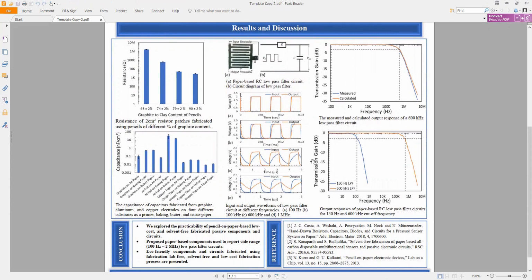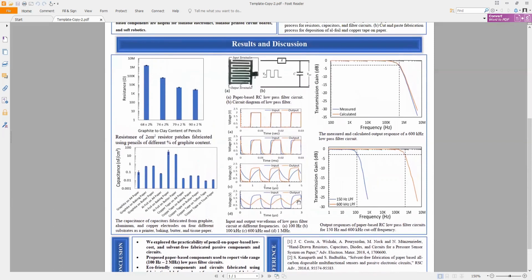You can see samples of input and output waveforms of the 600 kilohertz low pass filter at 100 hertz, 100 kilohertz, 600 kilohertz, and 1 megahertz. 600 kilohertz is the cutoff frequency, and you can see that the output waveform in this figure is about 70.7% of the input. In the next figure, you can see that the measured and calculated responses of our 600 kilohertz filter are in accordance with each other.